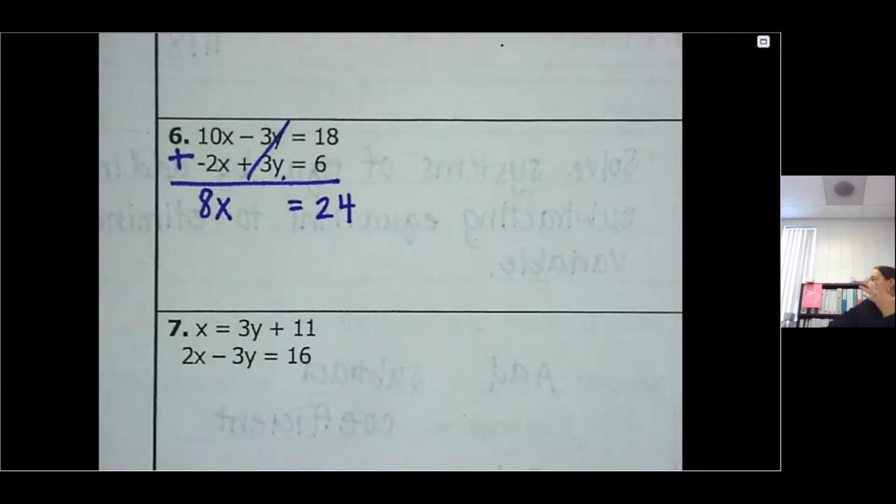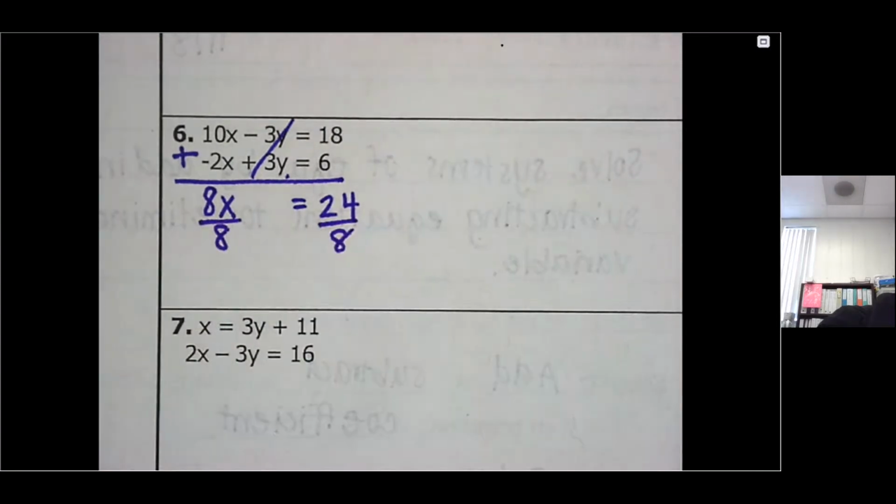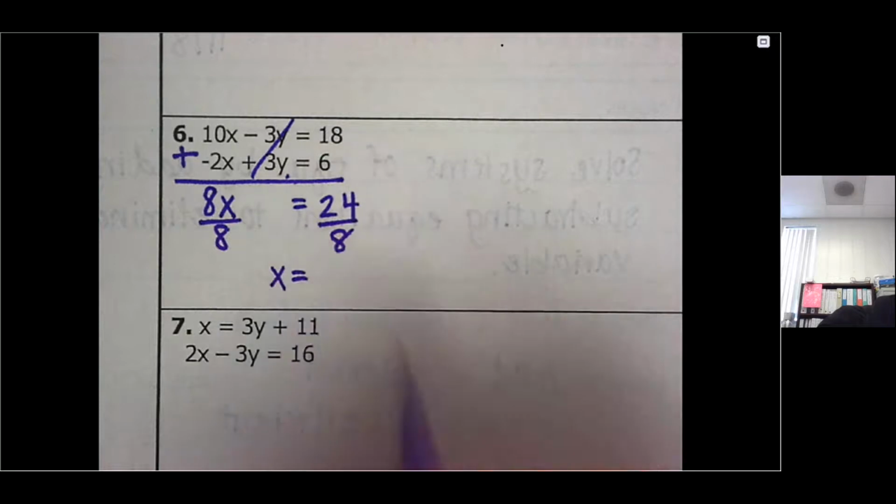Good. So look, something should always cancel out. That's the whole purpose of elimination. If you're left with both x's and y's in your equation, then you're not doing it right. The whole purpose of this is to get rid of things. Okay, from here it's easy peasy, right? Divide by 8, you get x equals what?